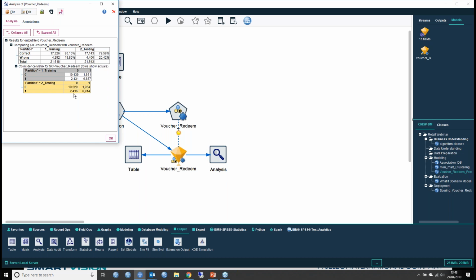And these two values here are the impurity, if you like, of the model. These are the false positives and the false negatives. So these are the error. 2,436 records were predicted to be zeros when in fact they were ones, and 1,900 here were predicted to be ones, i.e. responders, when in fact they were non-responders. And that's the error in the model.